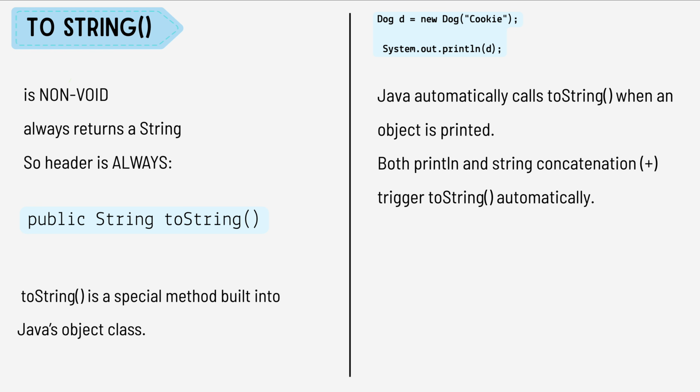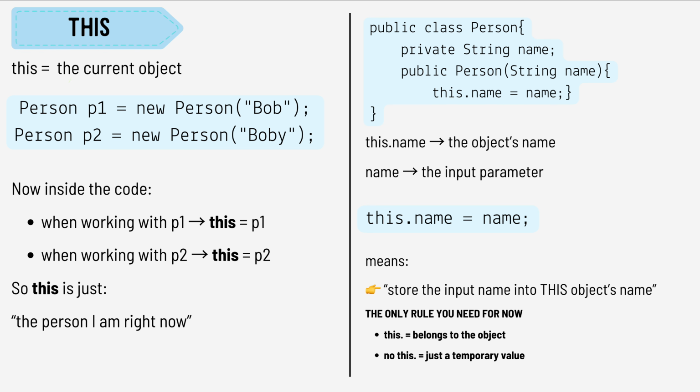Next thing is toString. toString is a non-void method and it always returns a string. And toString is actually what System.out.print uses. So anytime we call System.out.print, we're automatically calling toString. I will show you how this works when I'm showing the code part of this lesson.